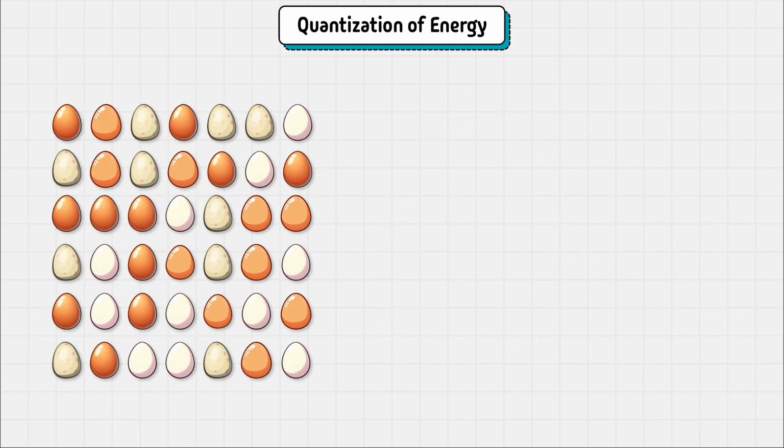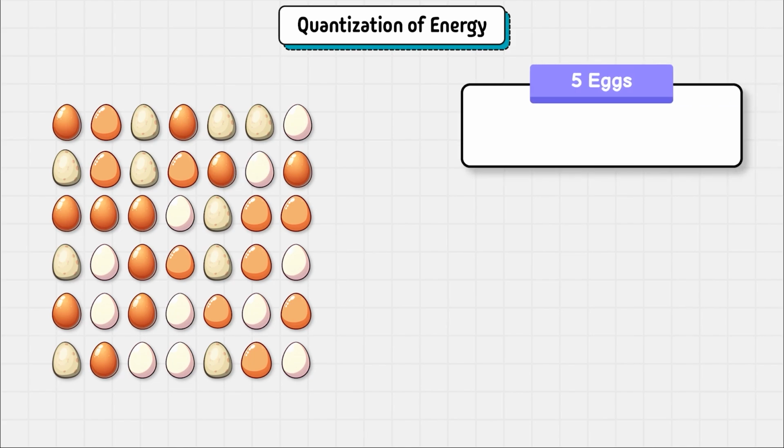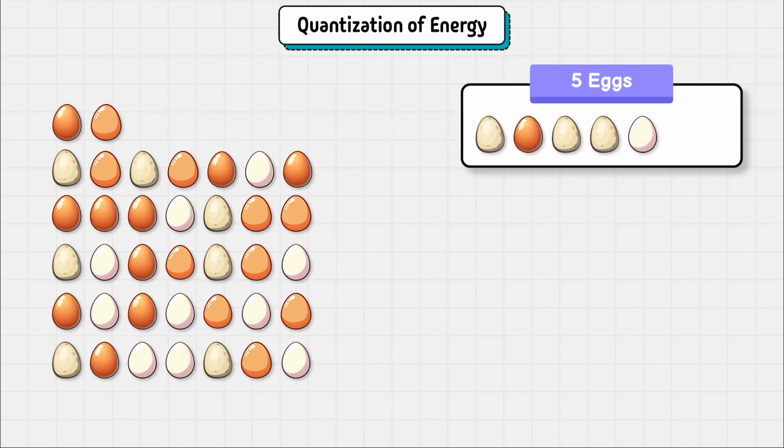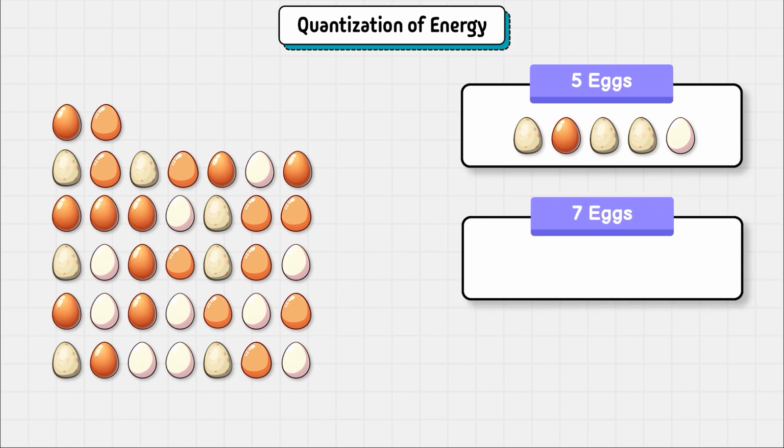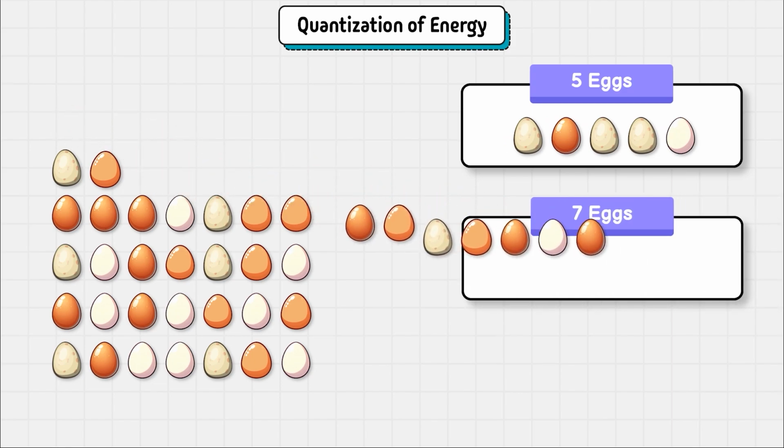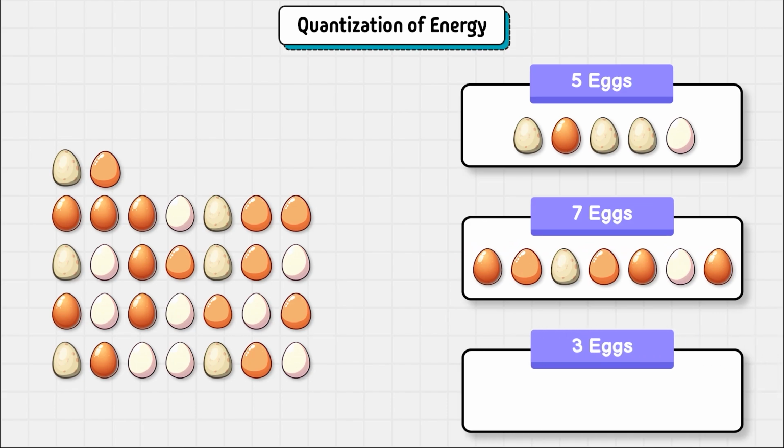So let's say you are selling these eggs, and I come to you asking for 5 eggs. You happily give me these 5 eggs. Then someone else comes along and asks for 7 eggs, and you give them exactly 7 eggs. Next, another person asks for 3 eggs, and you hand them their 3 eggs as well.